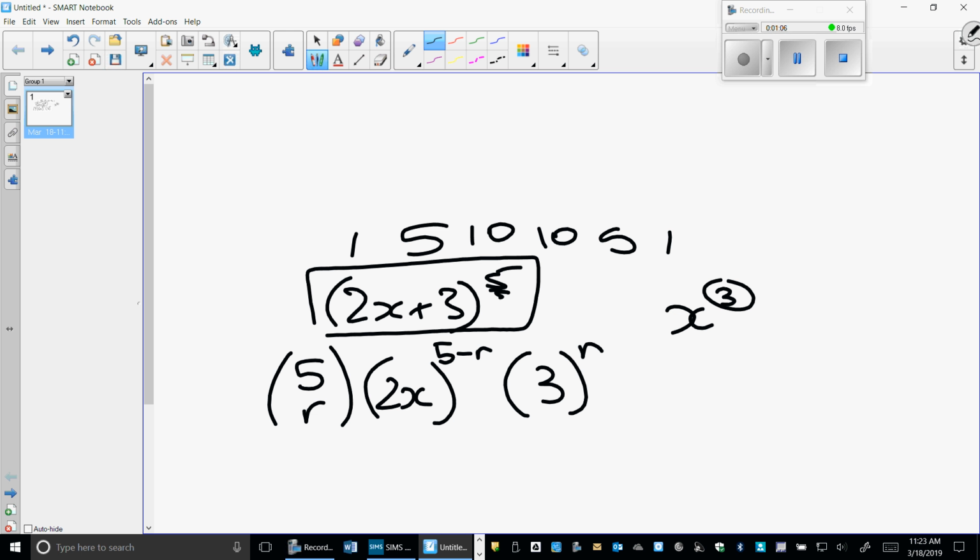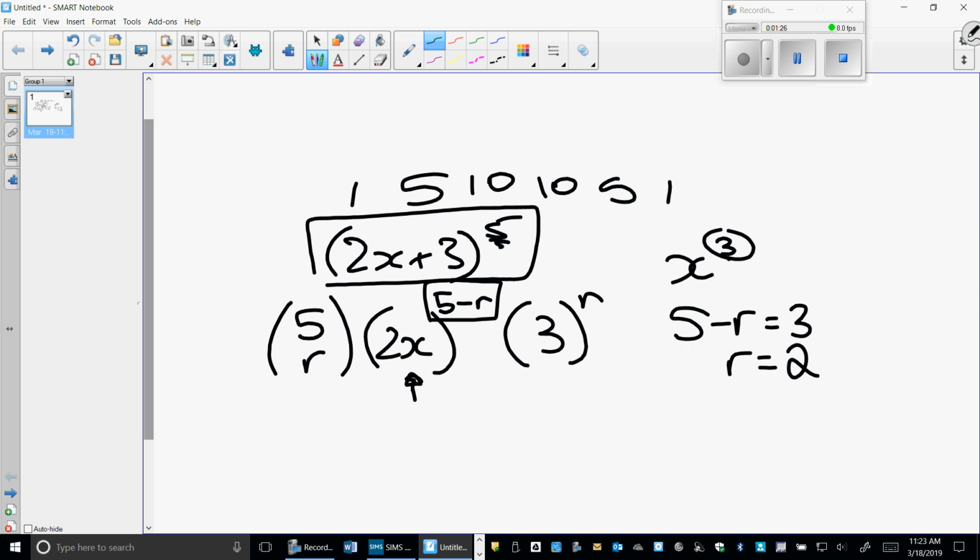Trisbians. Now, we then say, okay, which of these terms here has got an x in it? Just this one, yes? So this is all that we're interested in, being x cubed. So we know that 5 minus r has to be 3, which means r is 2. So we now know we're finding 5 choose 2, (2x) all to the power 3, 3 to the power 2.